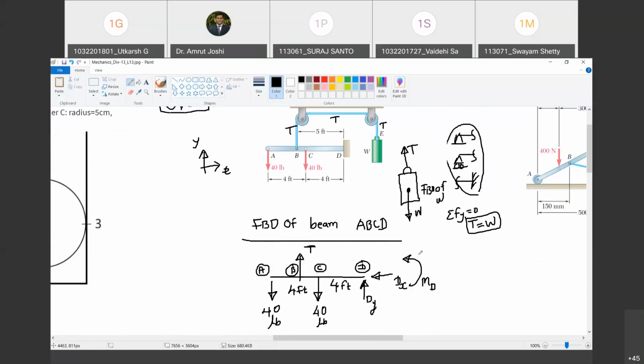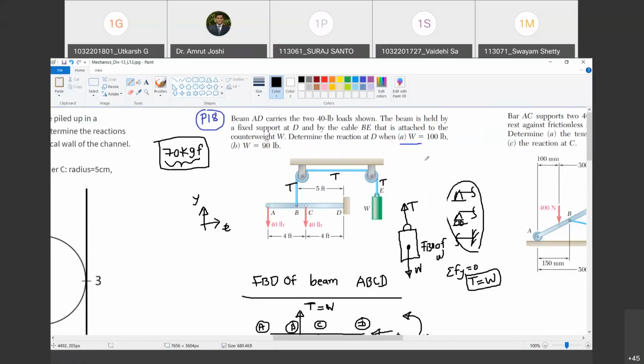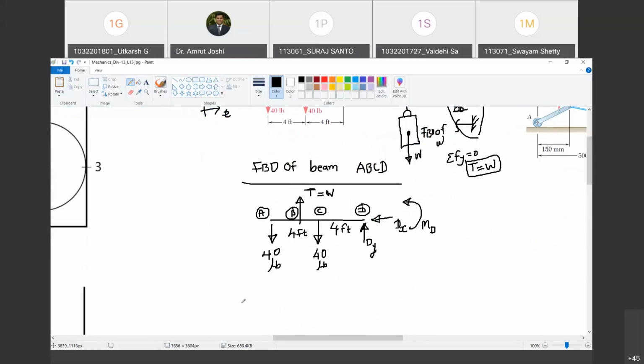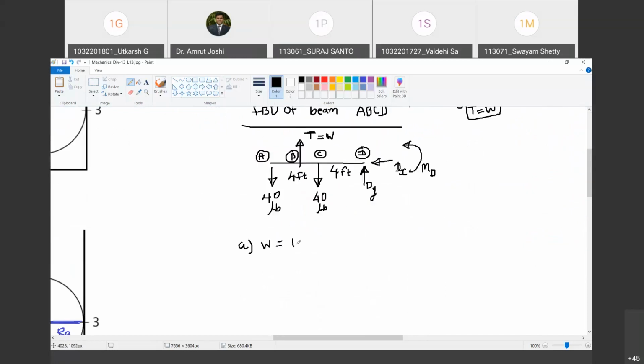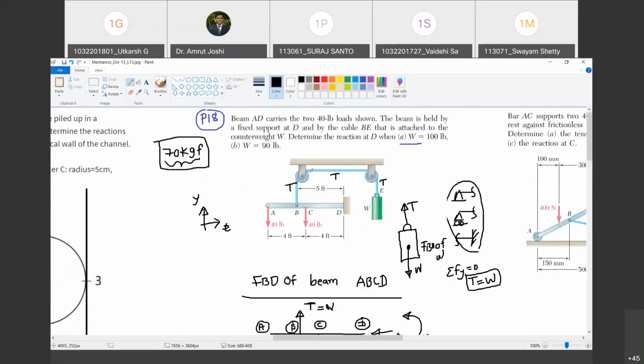Okay. Now we understood that T is equal to W, so I will write this as W. Now this FBD is common, whether it is part A or part B of the solution of the problem. In part A, this W is equal to 100 pounds. So I will make W equal to 100. And what is being asked? You have to determine the reaction at D.